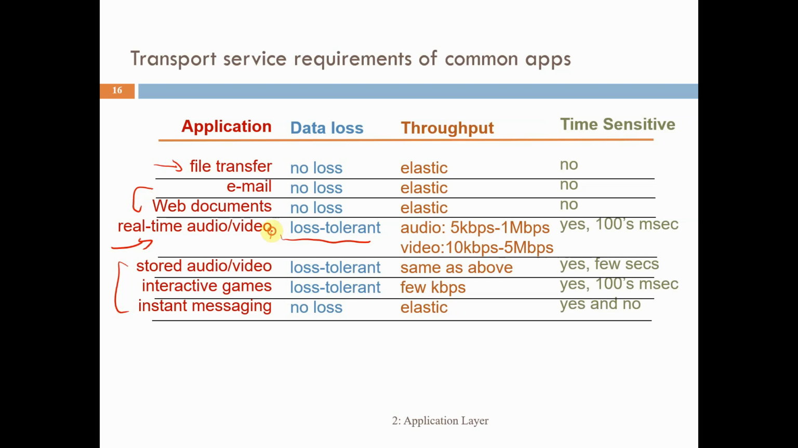Whenever you have video, you're typically talking about high throughput. Could be up to 5-10 megabits per second. Okay. If it's audio only, then it's typically small throughput, but also small delay. Okay, so these are some of the services that any application may require.